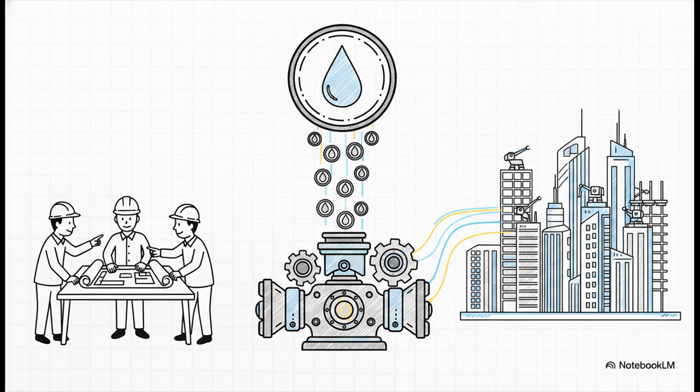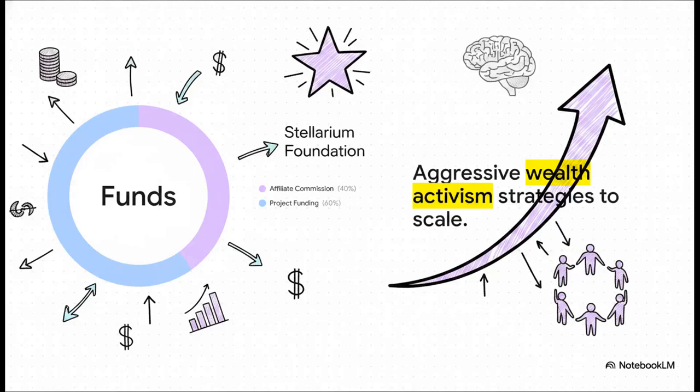Enter the Water Token. The Foundation's proprietary cryptocurrency is not an afterthought, it's the economic engine of the entire project. It provides the liquidity needed to hire top-tier engineering talent and financially incentivize the community to build out this massive grid. To scale this up fast, the Foundation leans hard into what they call aggressive wealth activism. And yeah, they mean aggressive. One of their strategies is an affiliate program offering a staggering 40% commission to members who raise funds. It's a highly incentivized, decentralized marketing engine designed to capitalize the project at absolute breakneck speed.